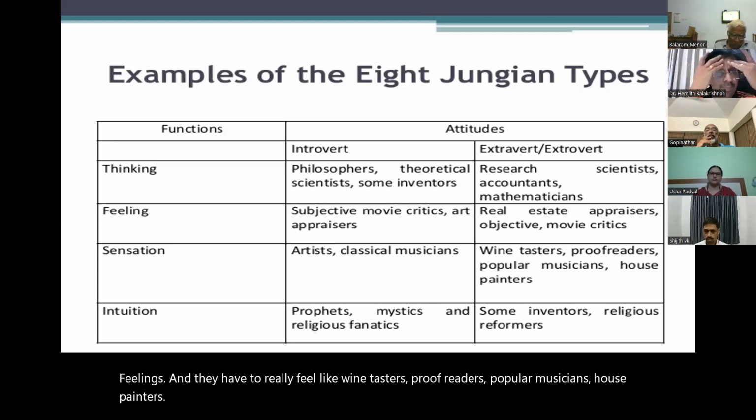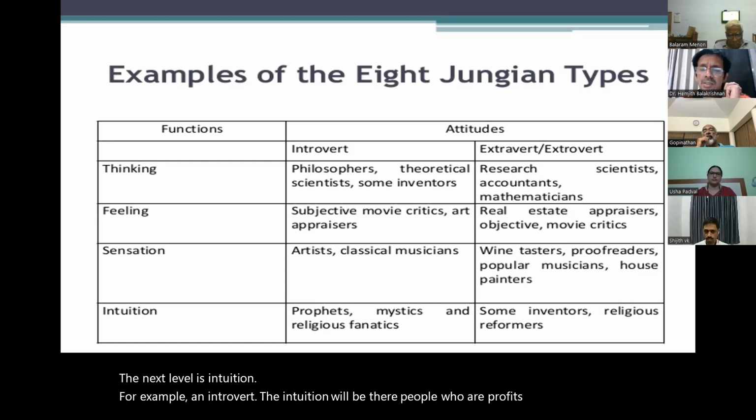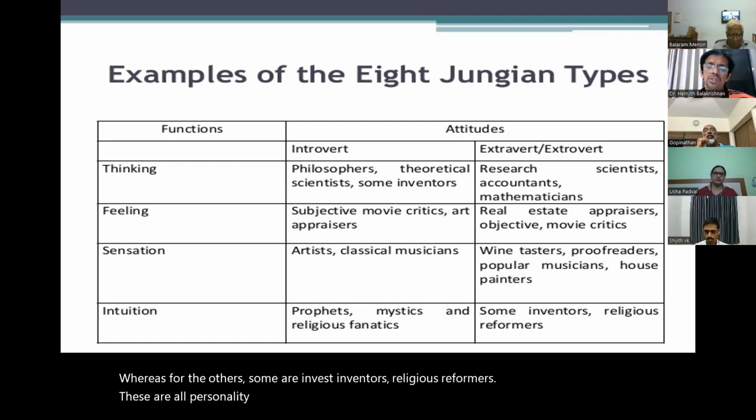The next level is intuition. For example, for an introvert, the intuition types are people who are prophets, mystics, and religious fanatics. Whereas for the others, some are inventors, religious reformers. These are all personality types. We don't have to study so much, so I thought, let me just take you through the overview.